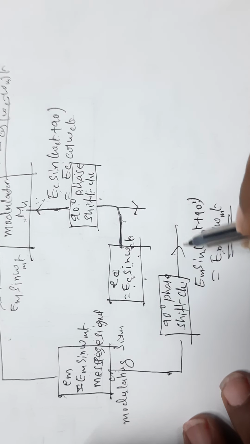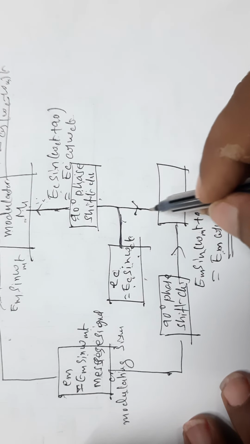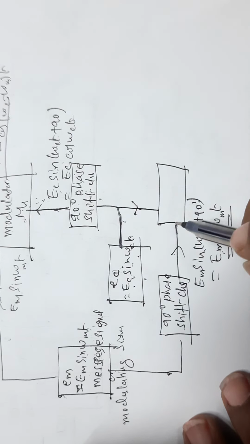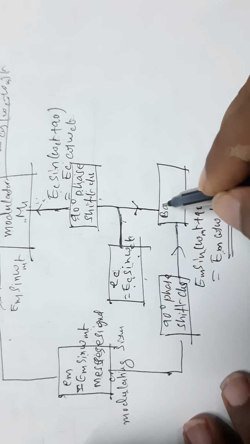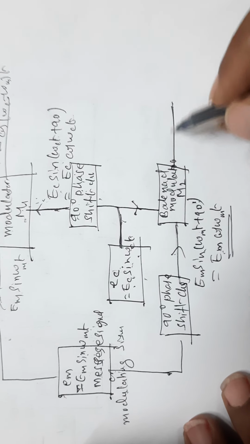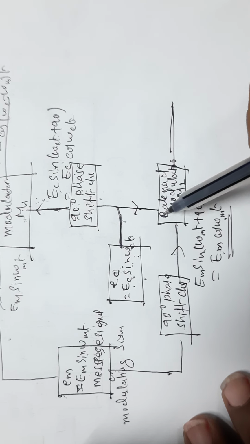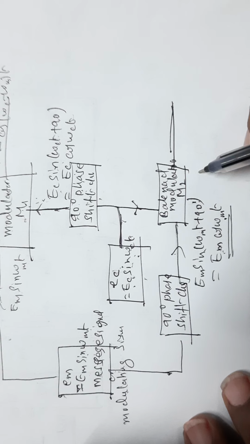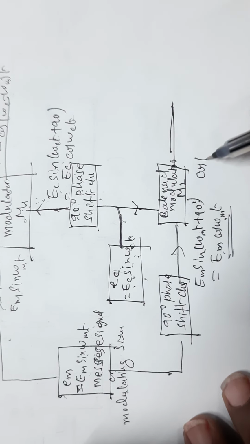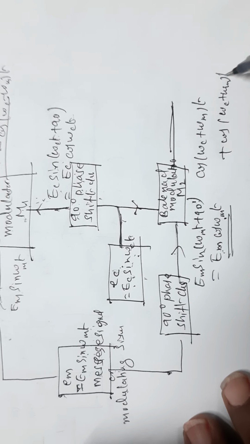Take this carrier signal and this modulating signal, and let us apply these two signals to another balanced modulator, M2. This balanced modulator M2 produces a double sideband. Since this is cos omega mt and this is sin omega ct, you get the double sideband as cos of omega c plus omega m into t plus cos of omega c minus omega m into t.